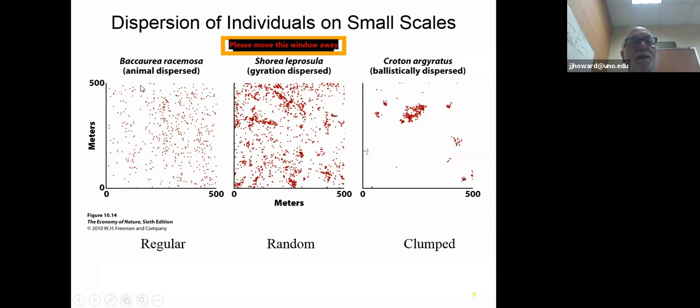The reason that you have this dispersion pattern is because animals tend to avoid one another, and they poop out these seeds pretty much within their territories, and they defend their territories, so they go all around their territories, and so they disperse the seeds pretty regularly. Here is a second plant that is dispersed.